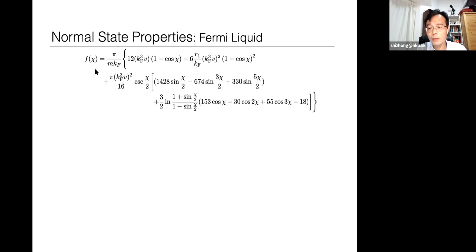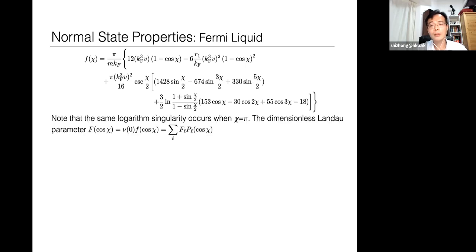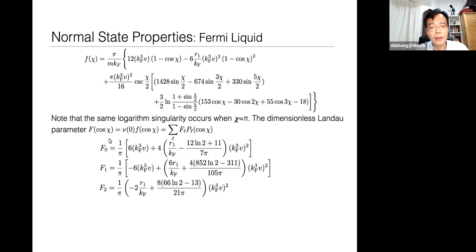Okay, and you can also calculate, this is essentially the Landau F function. Again, here there's one thing which is slightly different from the S-wave case. If you look at the Landau parameters, the angular momentum is essentially the expansion of f in cosine chi, which is the angle between the two, and then you do a Legendre expansion, and the coefficients are the Landau parameters. And f0 in fact is proportional to first order in k_F^3 v, and f1 to first order in v is exactly the opposite, or minus, of f0.